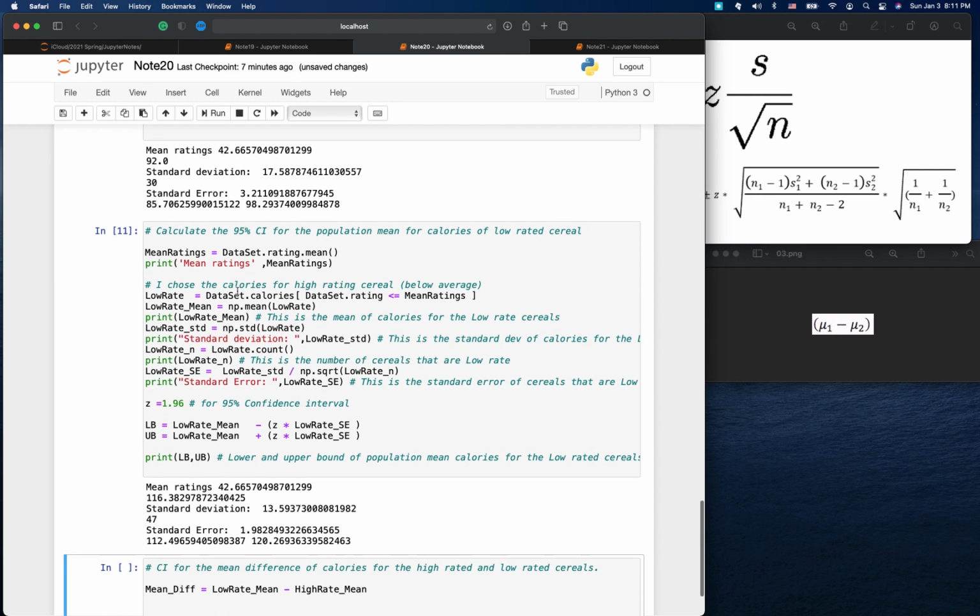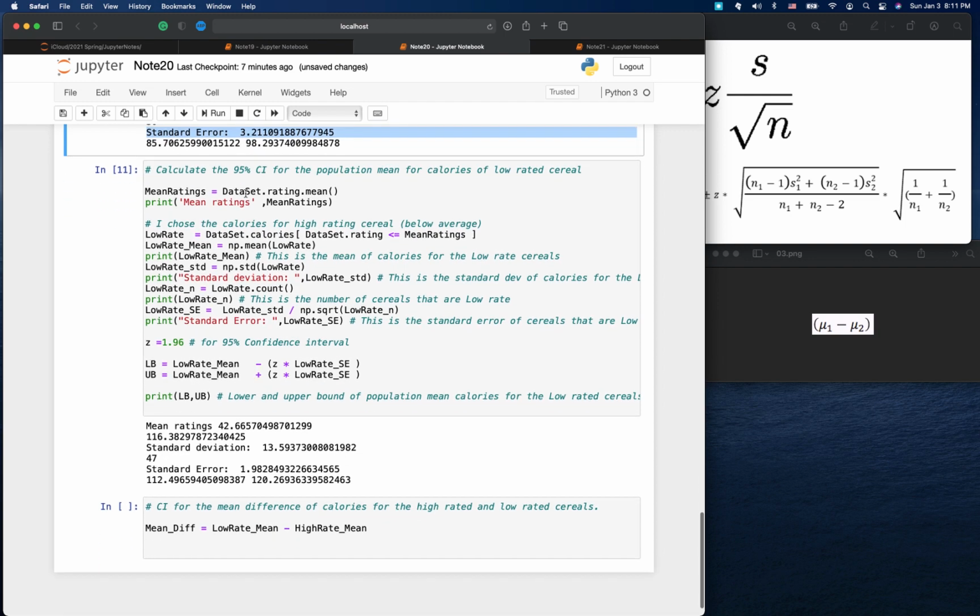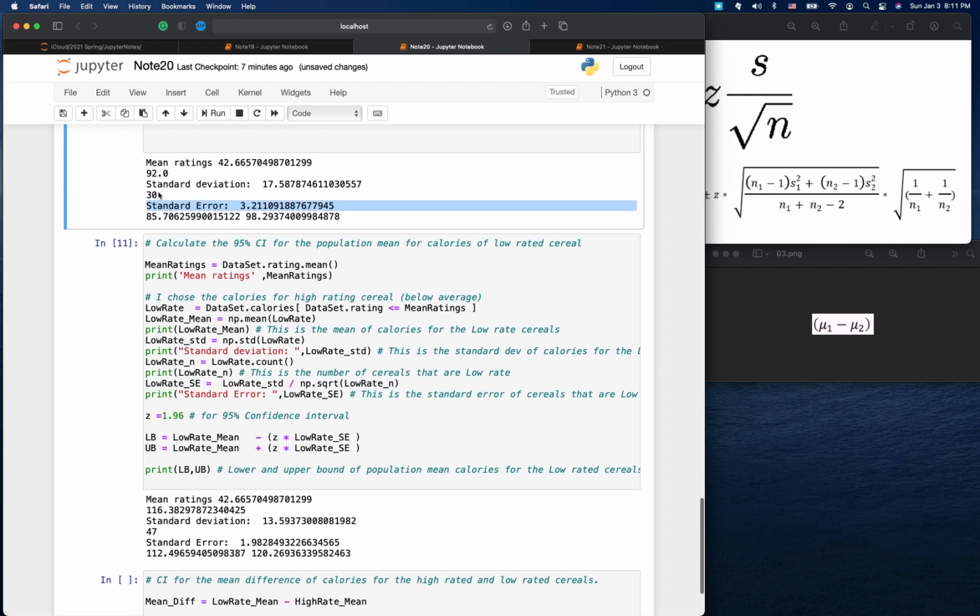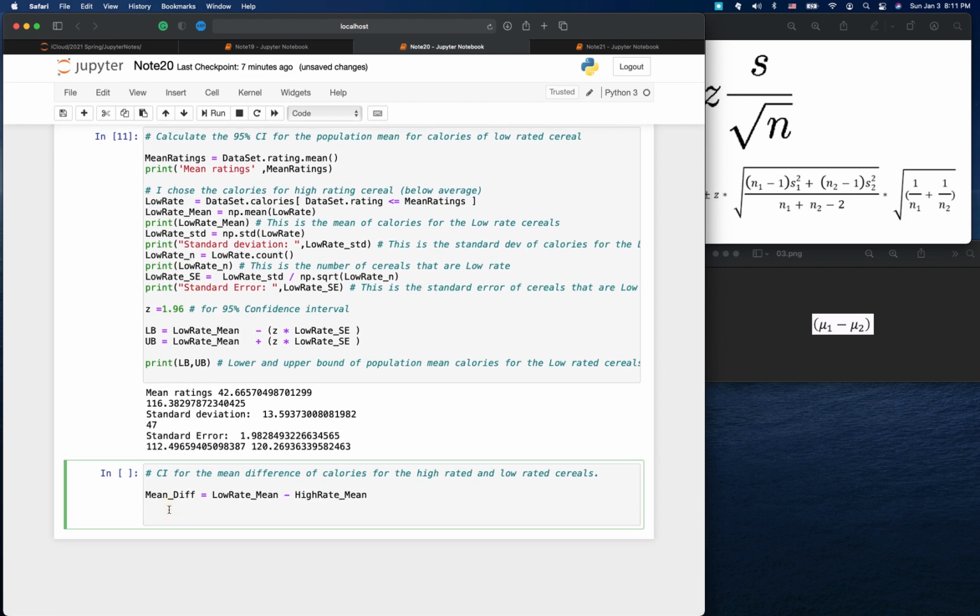So look, the standard deviation for high rated cereal is 17, for low rated cereal is 13. The standard error is 1.9, the standard error is 3.21. And the sample number is also different. This one we have 30 of them, this one is 47 cereals. Okay, so when sample variances are different in two groups, we are going to use the unpooled approach. It means we are going to use this kind of formula for the standard error.